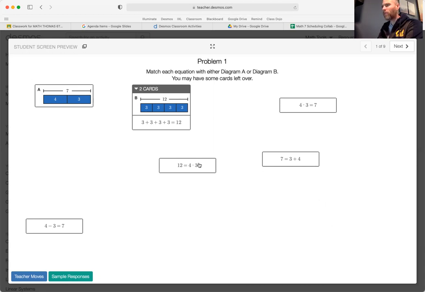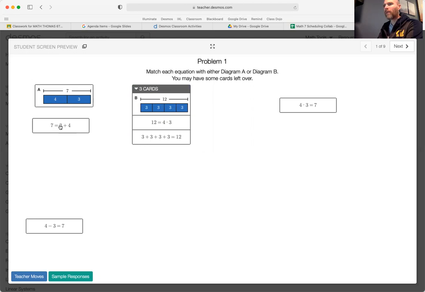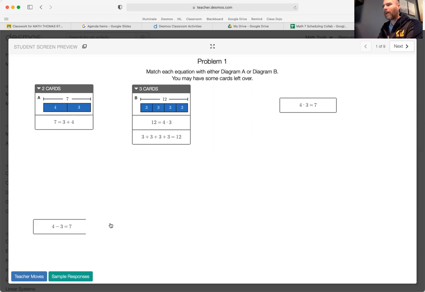And then this one here as well, right? 12 equals 4 groups of 3. So I like that one. Over here, I see we have 7 equals 3 plus 4. So I think that matches this diagram. And I don't think we have any other matches.